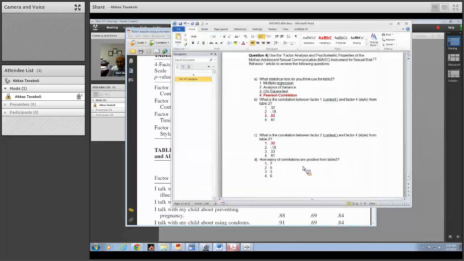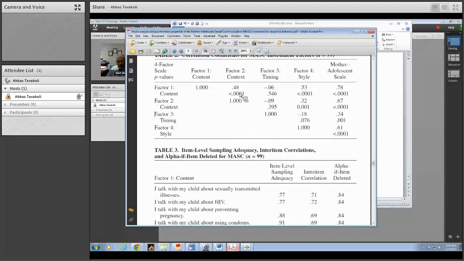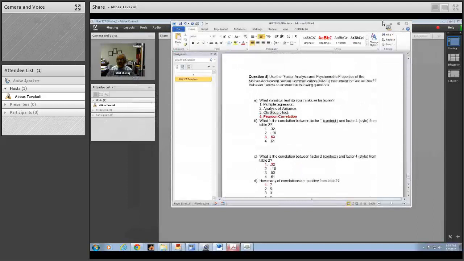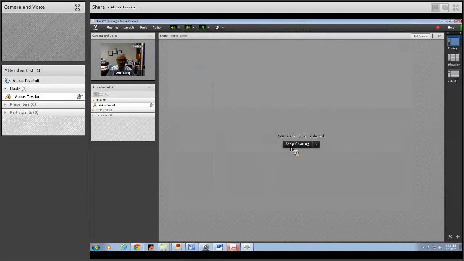How many correlations are positive from the table? You look at 1, 2, 3, 4, 5, 6, 7. So you have 7 positive correlations. That's the correct answer. I hope this feedback helps you clarify things. If you have any question about this assignment, or if you missed something and want to understand better, if you still have a question, you can contact me.